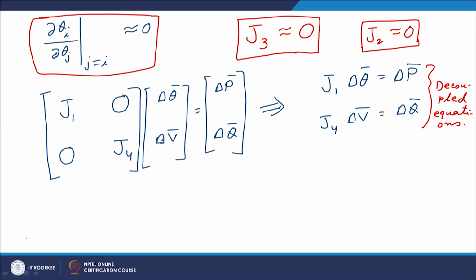And in normal power system terminology, we call this theta-P coupling as well as V-Q coupling.